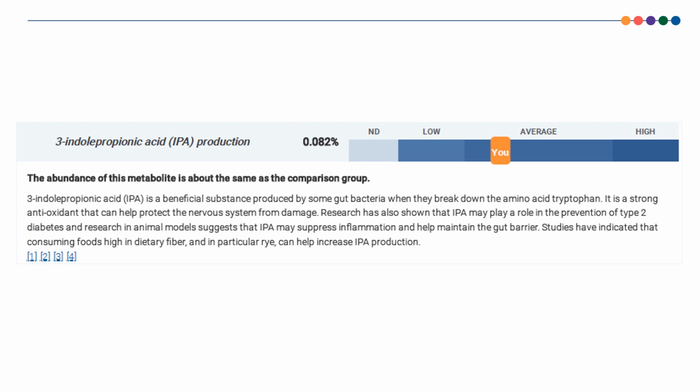If it's low, high-fiber foods including whole grain wheat and rye, as well as ellagic acid from foods like pomegranates can help.